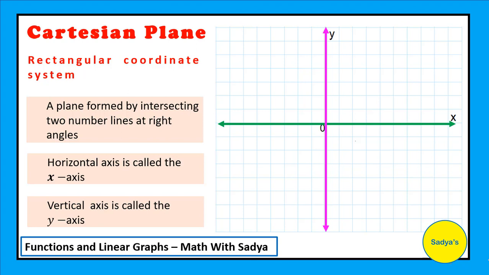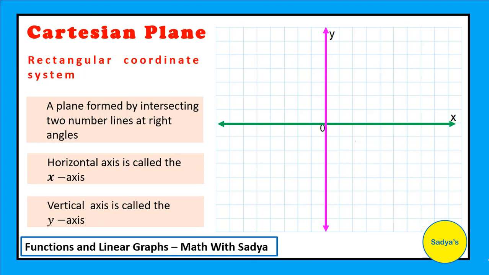Each of the two number lines are known as axes. The green line is the horizontal axis, which is known as the x-axis because it represents the values of x. The pink line, which is the vertical line, is representing the vertical axis, which is called the y-axis. And I'm sure you have guessed that this y-axis represents the value of y.